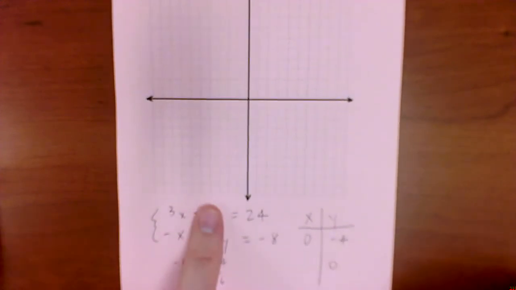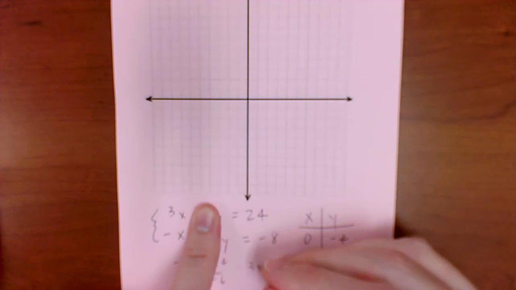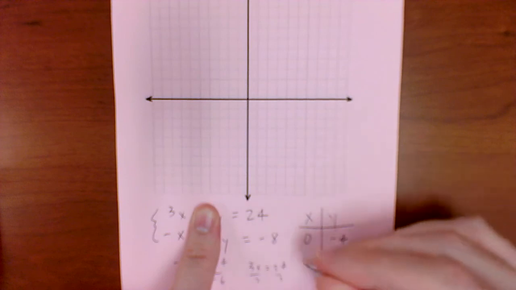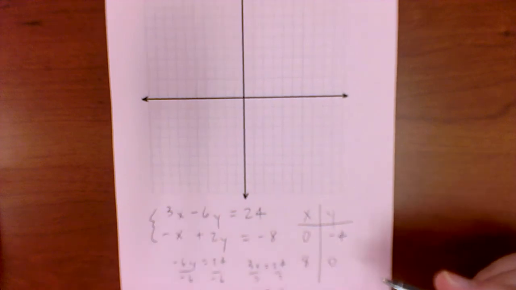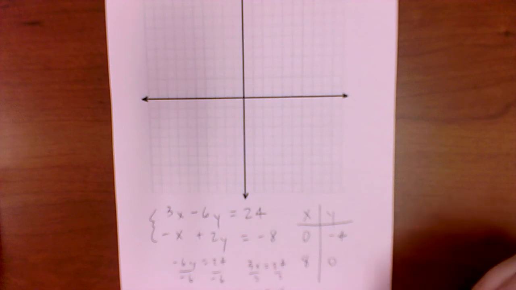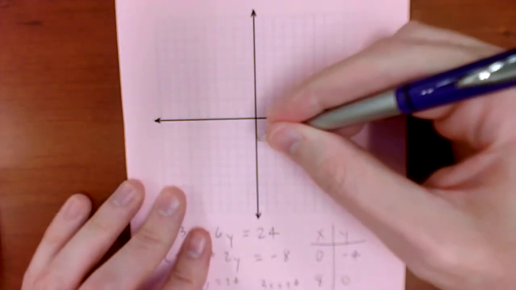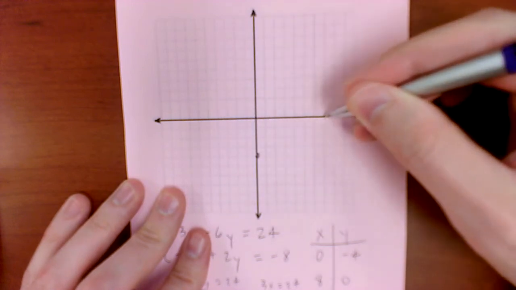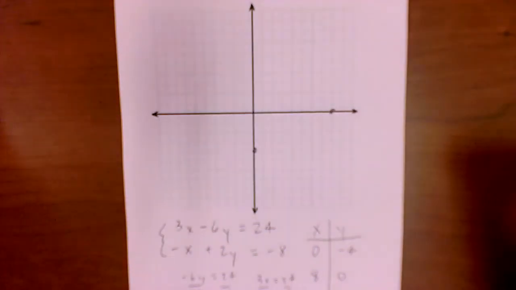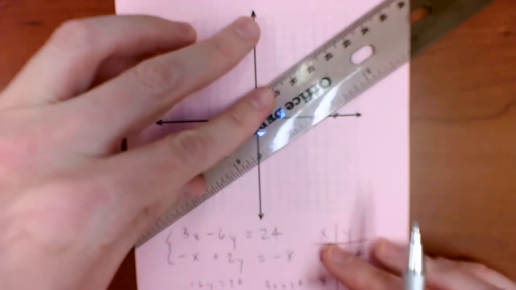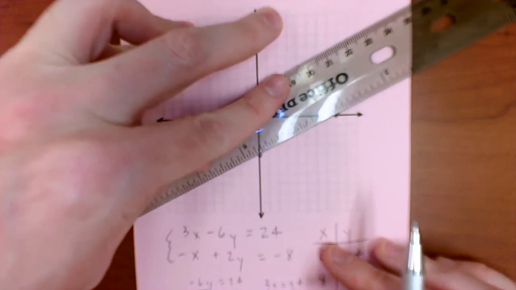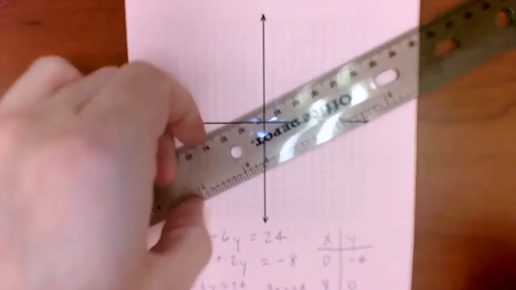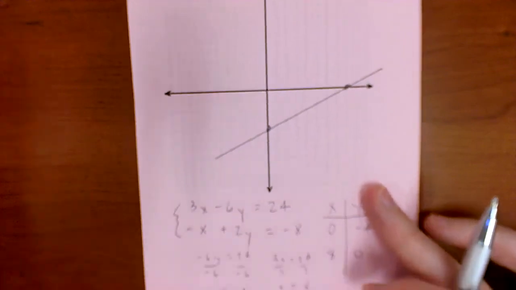And then when we plug 0 in for Y, we get rid of this piece. We get 3X equals 24, divide. We'll get X equals 8. So there's our 2 points that we're looking for: 0, negative 4 down here, 8, 0 over here. Connect those up and we're good to go. You can be precise if you're doing this by hand, but MyMathLab will be precise for you when you're doing it in there. So that helps. So there's our first line.